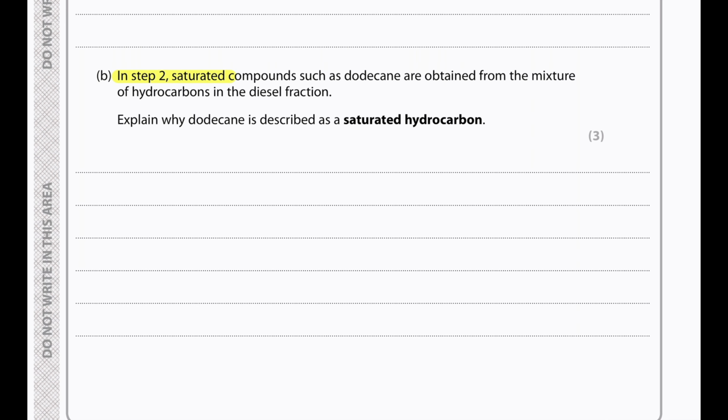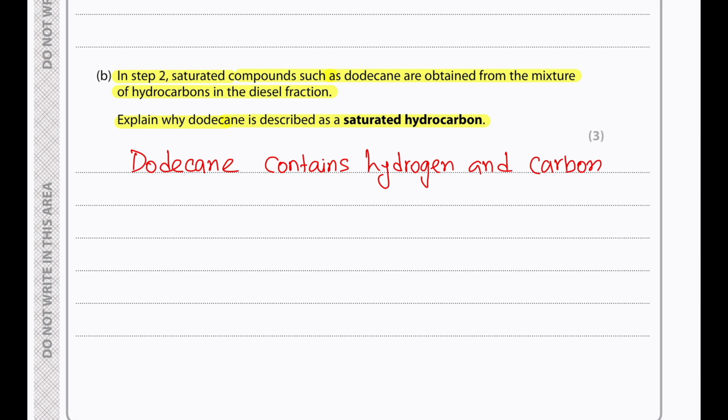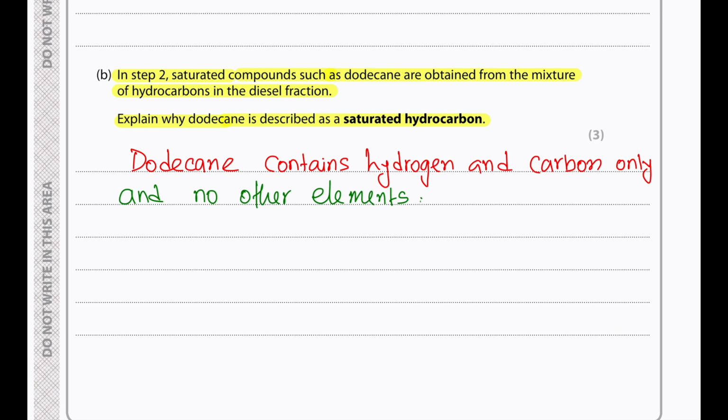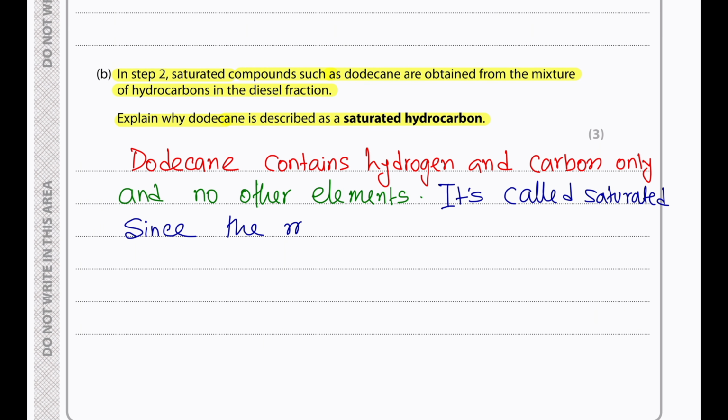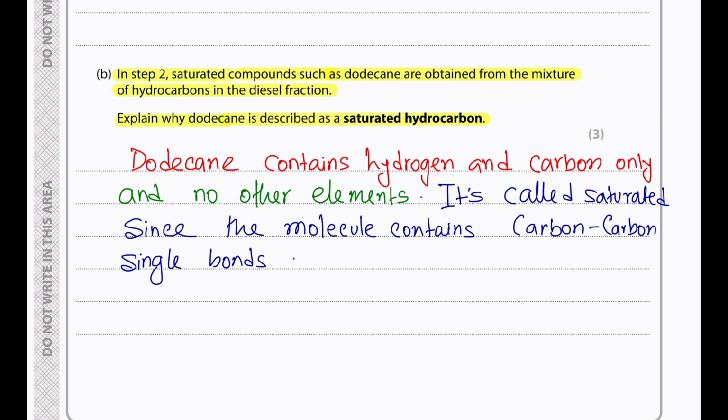In step 2, saturated compounds such as dodecane are obtained from the mixture of hydrocarbons in the diesel fractions. Explain why dodecane is described as a saturated hydrocarbon. Dodecane contains hydrogen and carbon only. That's why it's a hydrocarbon, and there are no other elements. And the reason why it is called saturated is because it contains only carbon-carbon single bonds.